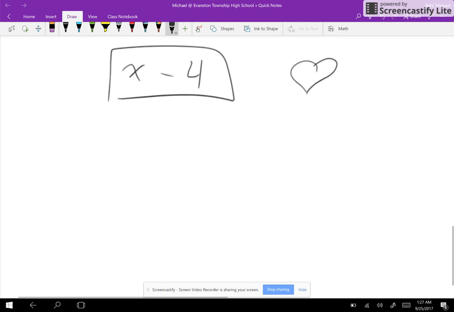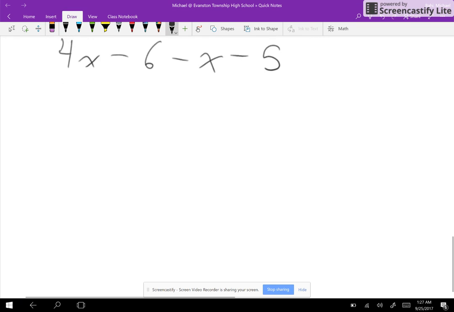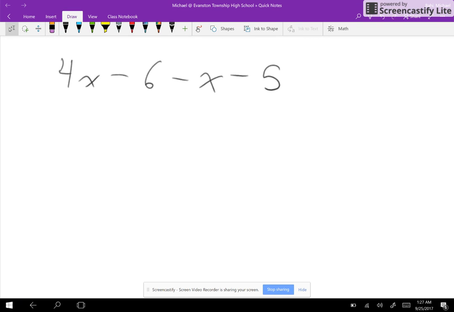Okay, let's try another one. Let's do 4x minus 6 minus x minus 5. Go ahead, try that one out. Okay, so this one's a little different because the like terms are not right next to each other like we're used to. So what we can do is we can take this and just move it over here. Now notice I circled the minus sign also.